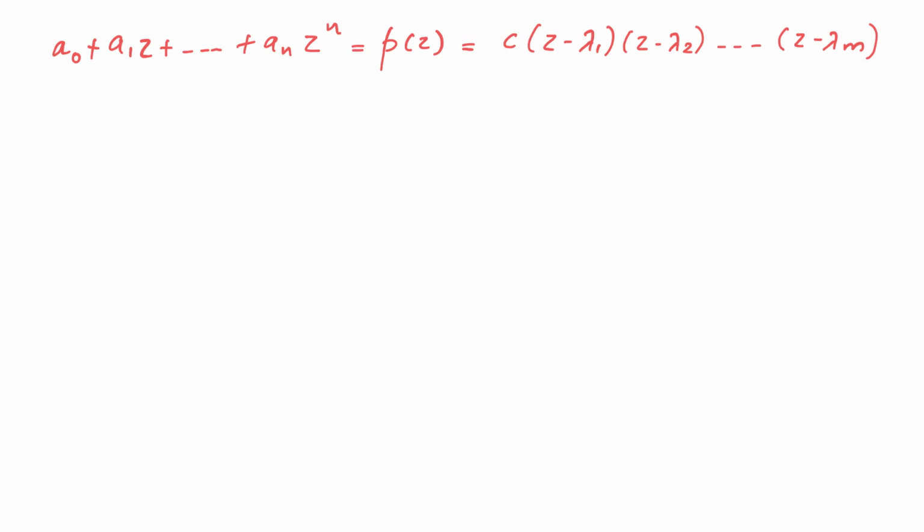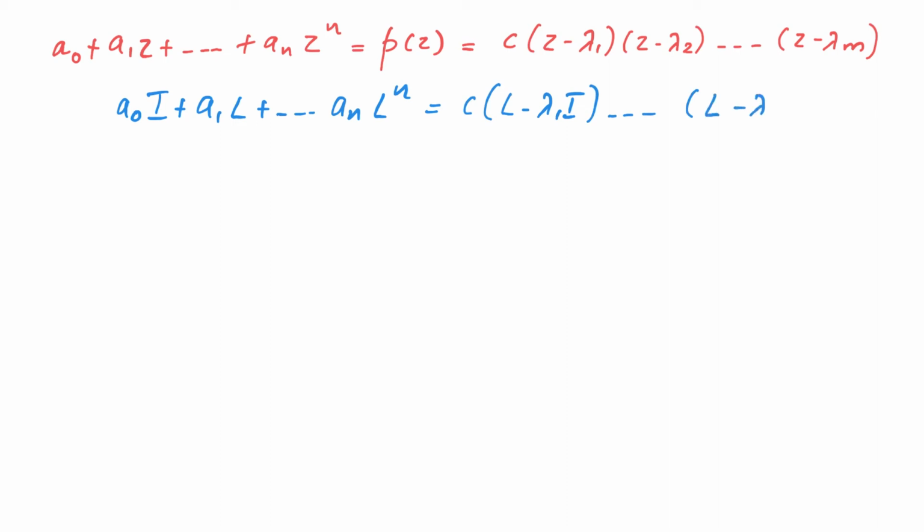It is also an easy verification that if a0 plus a1z plus etc. up to an z power n is equal to c into z minus lambda 1 into z minus lambda 2 etc. up to z minus lambda m, then a0 I plus a1 L plus etc. up to an L power n is equal to c times L minus lambda 1 I etc. up to L minus lambda m I.